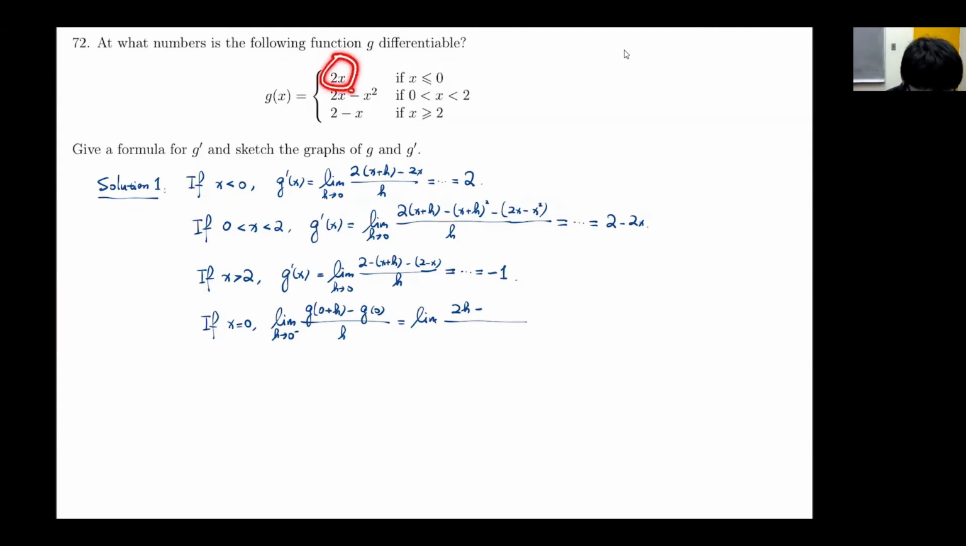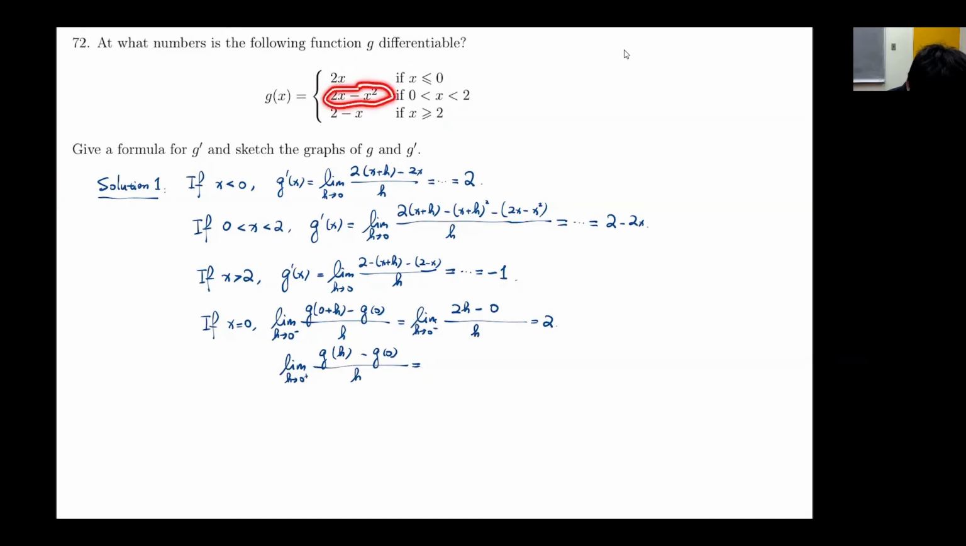If you plug in x equals 0, what you will get is 0. All right, so it will be 2h minus 0 divided by h as h approaches 0 from the left. And what you will get is a constant number 2. Okay, so this is the left-hand limit for the derivative. For the right-hand limit, let's write the definition. So that's g of h minus g of 0 divided by h. Because h is now greater than 0, we need to use this definition.